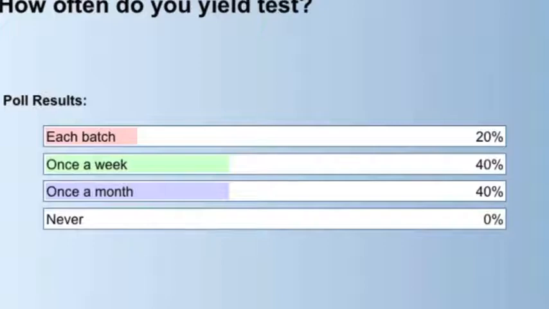So I've got a question for those who are yielding once a month. How much fluctuation do you see in your batch testing? Do you see a very large fluctuation? Do you see a very small fluctuation? What happens in your business over the course of that month? Are you changing vendors for product? Are you hiring or firing new employees? Is there training involved there?